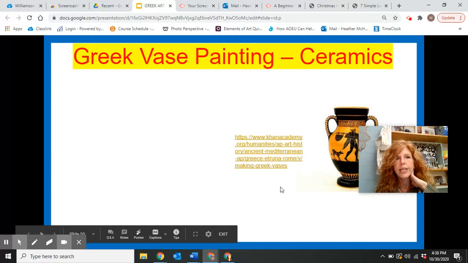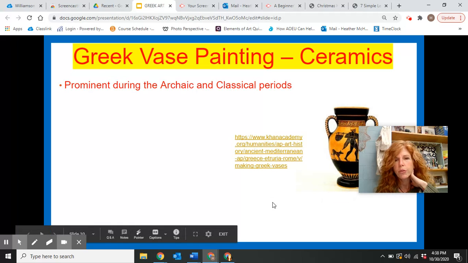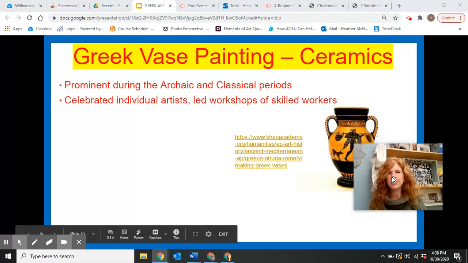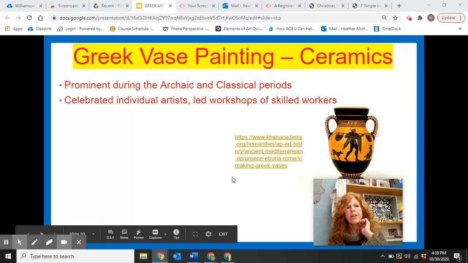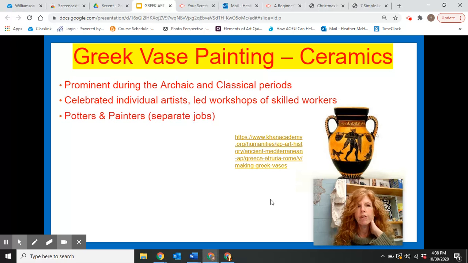Moving on to Greek vase painting. Greek vases, obviously, ceramics were important because you used them for storing foods. Olive oil in particular, wine, of course, was important in Greek society. And then they thought instead of just making them utilitarian, they also became works of art.